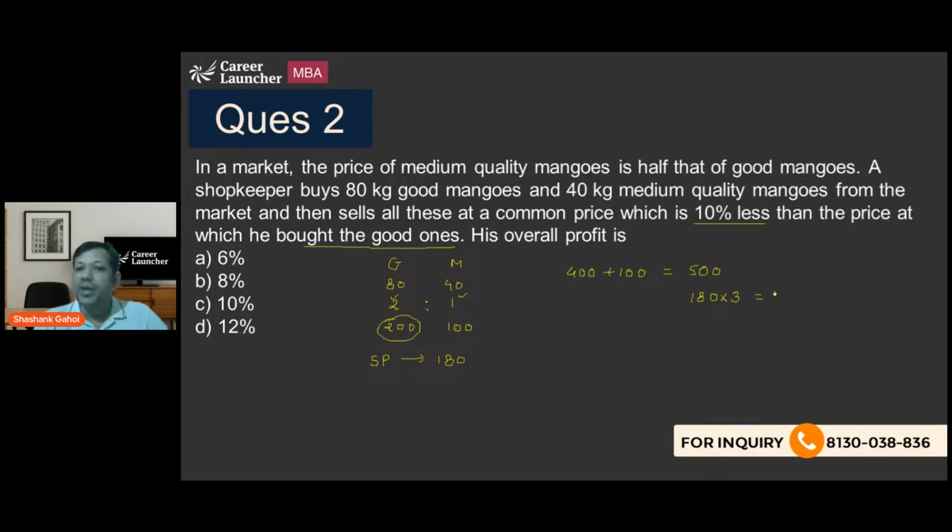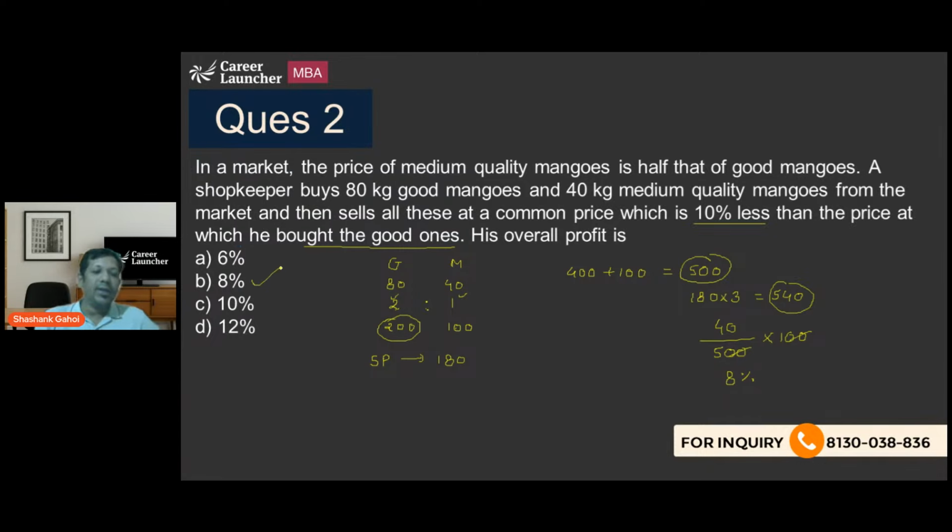So that becomes 540. So what was the cost price? 500. What is the selling price? 540. So what is the profit amount he is going to get? 40 rupees. At what cost? That is 40 upon 500 into 100. And that gives you your answer, and that answer comes out to be 8%.